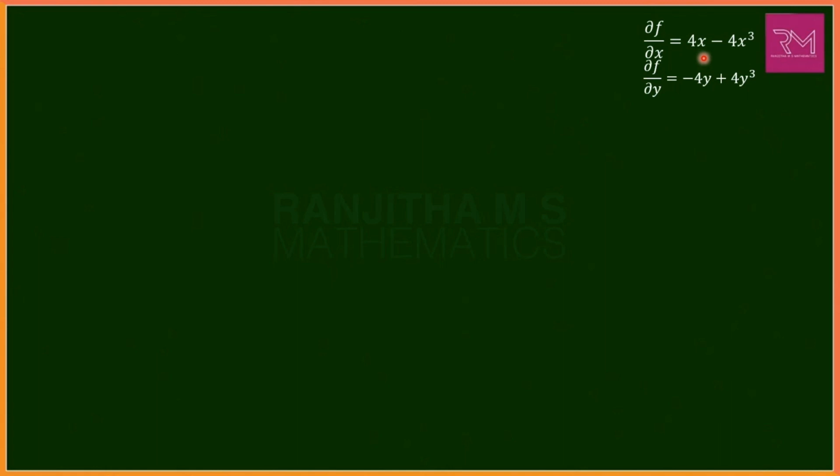Here, this is the value of del f by del x, that is 4x minus 4x cube. Here, del f by del y is minus 4y plus 4y cube. Hence, we get the a value. A is nothing but del square f by del x square. Here, we have to differentiate del f by del x partially with respect to x. That becomes 4 into 1, since differentiation of x is 1. Hence, we get 4 minus, differentiation of 4x cube is 12x square. Hence, we get the a value as 4 minus 12x square.